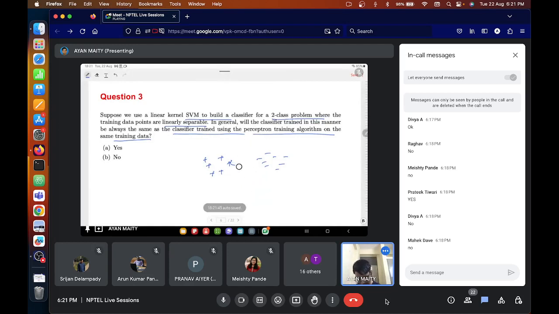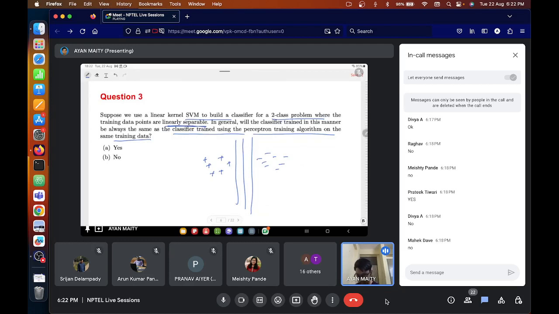Whereas in case of perceptron learning algorithm, it might learn this straight line, it might learn this straight line, it might also learn this straight line. So any of these three straight lines can be learned by the perceptron learning algorithm, because all these three straight lines are able to correctly classify both sets of points, because the points are linearly separable.